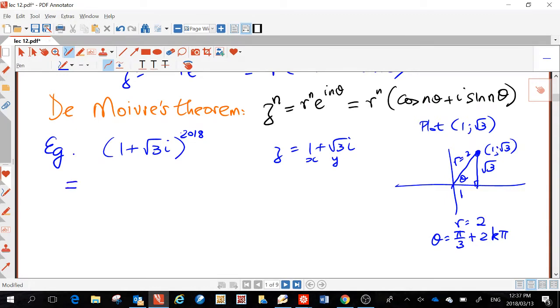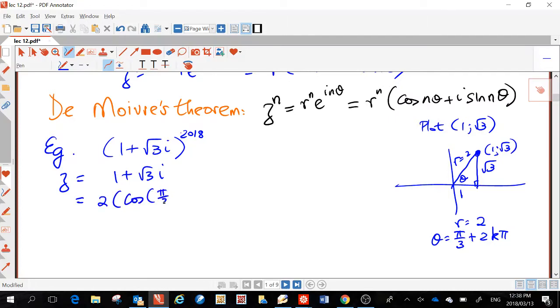Okay, so then what I do now, I convert this, so I've got z to be that. Let me now take z to the power 2018. Well, z is actually 2 cos pi over 3 plus 2k pi. Okay, sorry, let me write it nice and big. Otherwise, you get confused. Let me write it from here. So z is 1 plus root 3i. I said it's the same as 2 into cos of pi over 3 plus 2k pi plus i sine of pi over 3 plus 2k pi, all to the power, well, that's z.